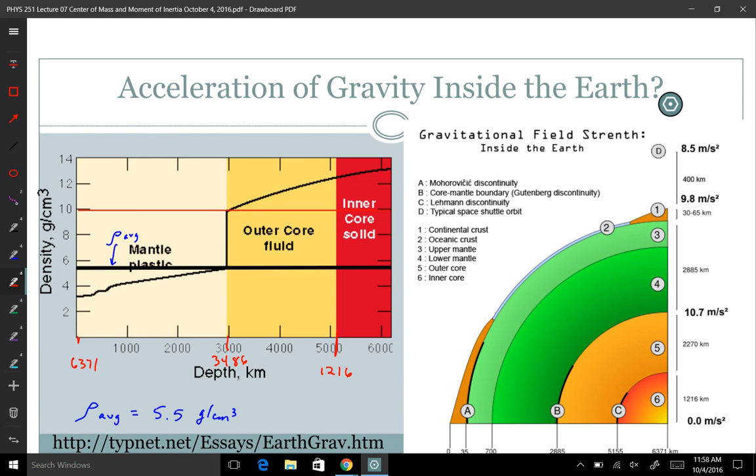Now, I looked at some other resources, and there is actually a discontinuous jump right here, but this graph doesn't show it, and we're going to make some approximations to make our lives easier that is even worse than that, shall we say.